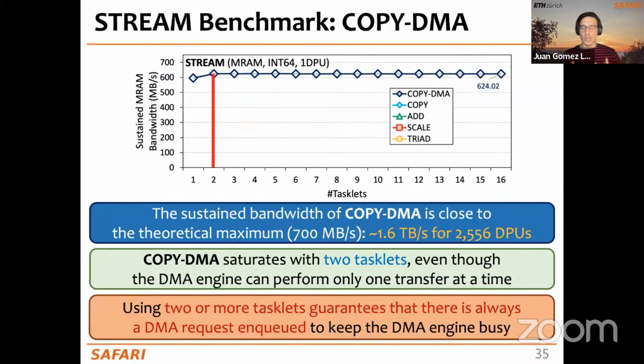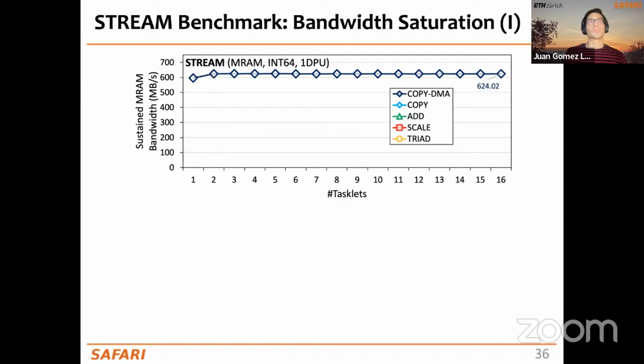But there is not really parallelism in the accesses from different tasklets, because there is a single DMA engine, and this DMA engine can only sustain 1 access at a time, 1 transfer at a time.